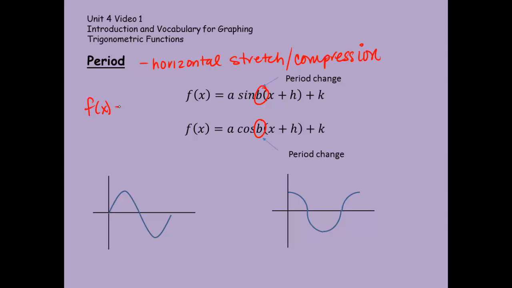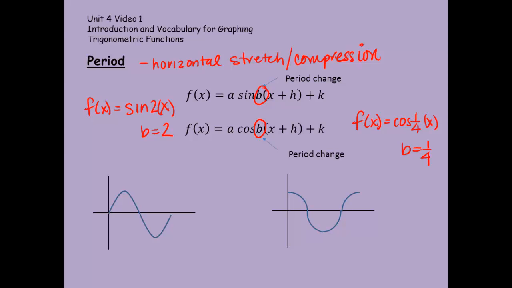If I have f of x equals the sine of 2x, then our b value is 2. Or for example, if I have f of x equals the cosine of 1/4 x, then the b value equals 1/4. And that's regardless of whether this x is in parentheses or not. That does not matter. So the b value is what we're pulling out.